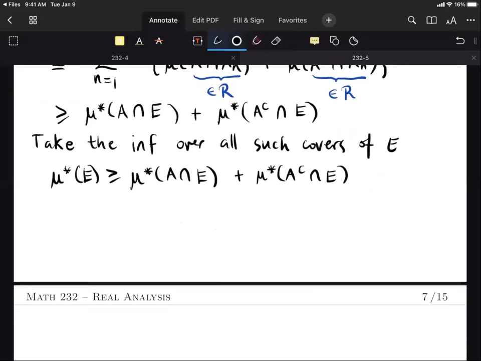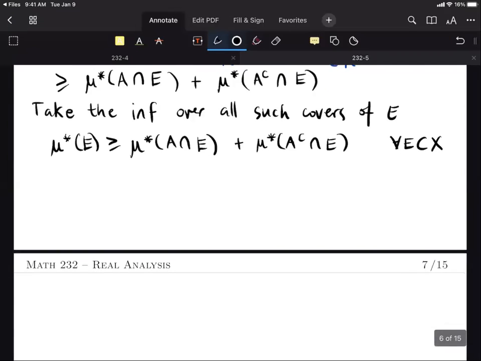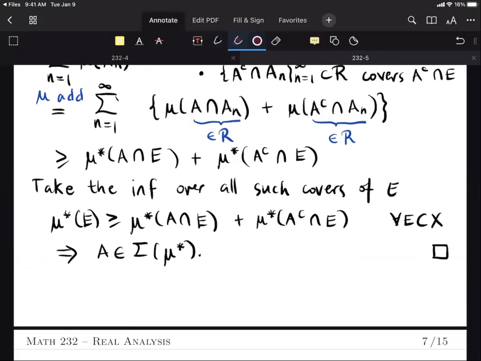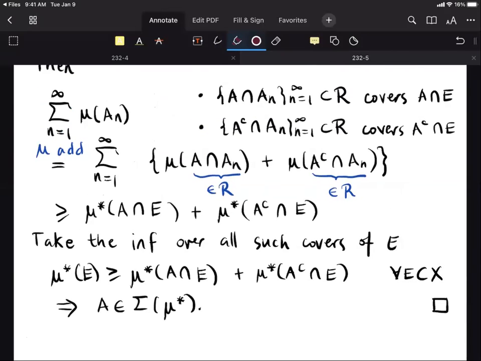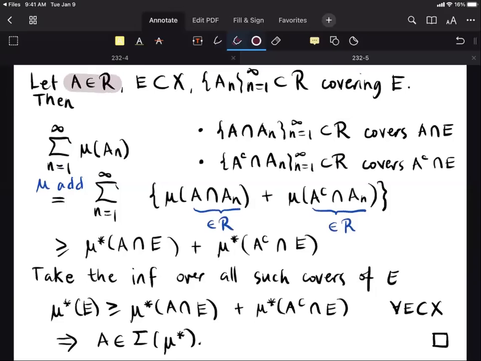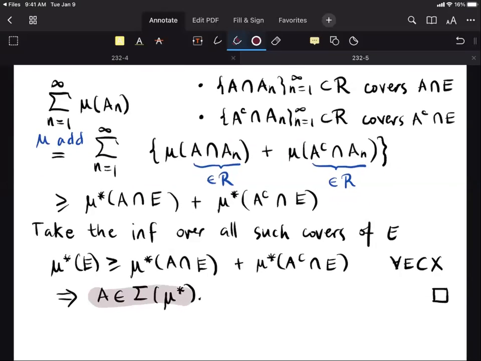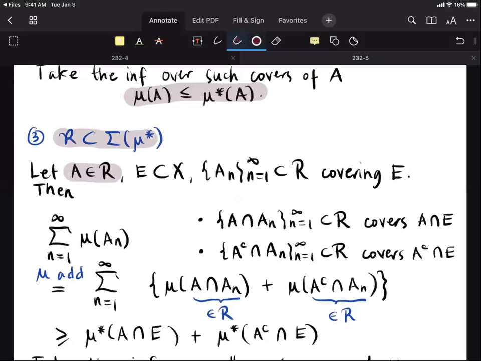And take note that this is valid for all E, since E was taken to be an arbitrary subset of X. This implies that A is indeed measurable. And that ends the proof for the third part and hence the theorem, since we started with an element in R, we showed that it is measurable, hence R is a subset of the collection of measurable sets.